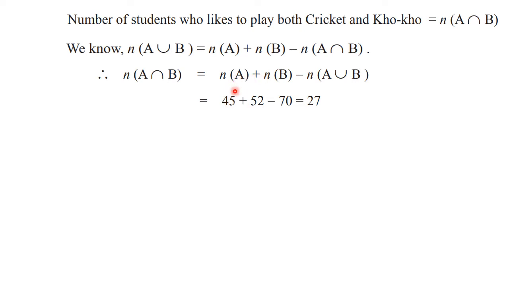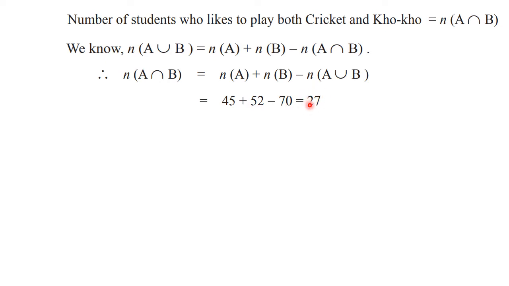Okay, so n of A, that means the number of students who play cricket, is 45. N of B, the number of students who play Kho-Kho, is 52. And the total number of students in the class, which denotes N of A union B, is 70. So see, 45 plus 52, if you add, you are going to get 97. And 97 minus 70, the answer is 27.